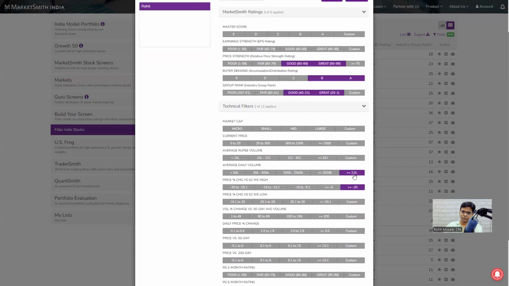Next, you want some decent volume in the stock. So average daily volume is 200,000 shares traded per day. Again, this is for liquidity reasons. As Patrick Walker, whom I consider my mentor, a veteran trader in the US market, says, you want to be able to glide in and glide out of a stock very smoothly. You don't want to get stuck in an illiquid stock.